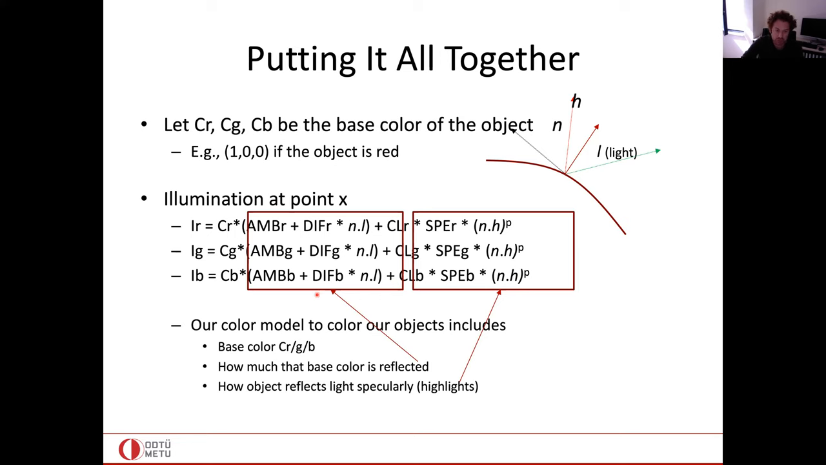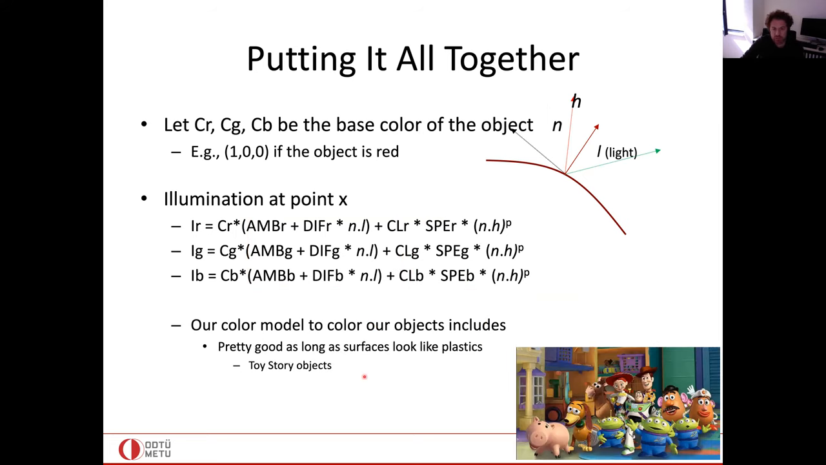So our color model to color our object includes then the base color of that object, and then how much that base color is reflected using ambient and diffusion terms, and how the object reflects light specularly in some direction, like in half vector direction or in r direction. So how much the object reflects light specularly, which is also known as the highlight term, the specular term. And this term deals with the light color.